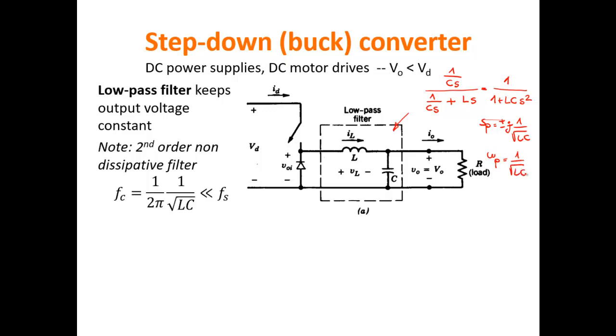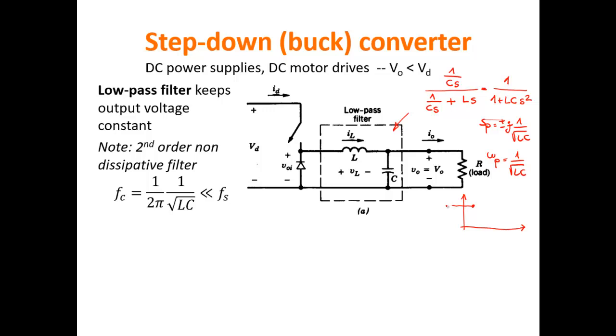So with this information, if you make a Bode diagram, you end up with something like this. You have a low pass behavior, so zero zeros and two poles. You have a low pass behavior.